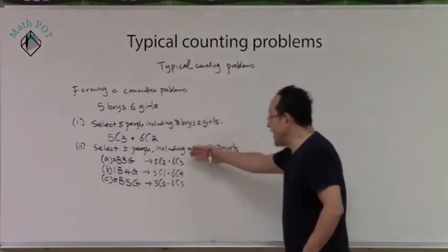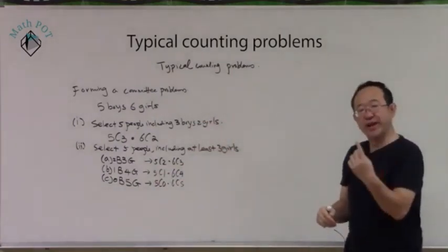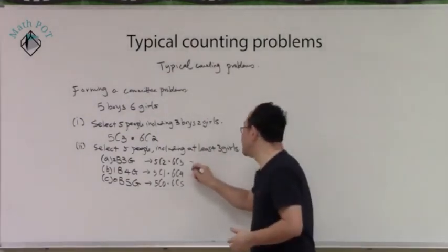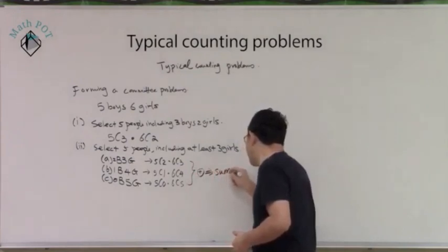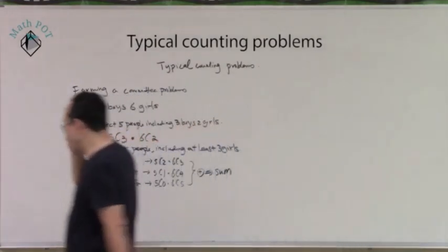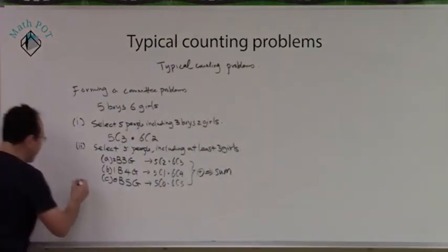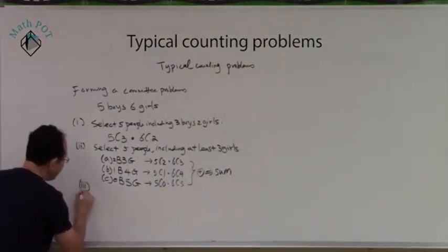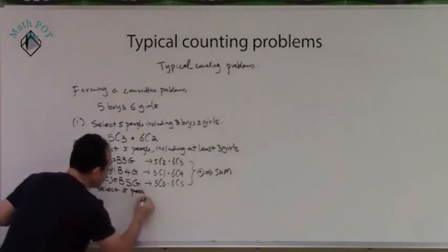Because this is a casework problem, after you figure out the answer for each case, we need to add everything up. So make sure you add everything up. The sum is our answer for this one. Make sure you fully understand this problem. Let's see. So next, a super typical problem: this time, we want to select five people.